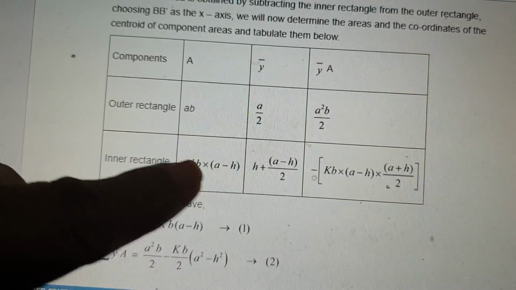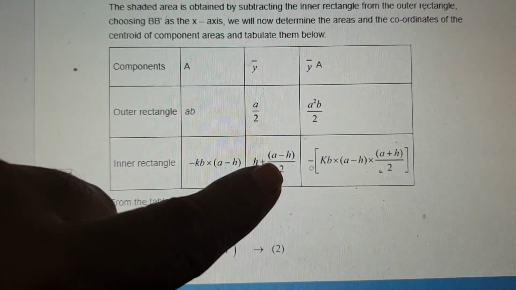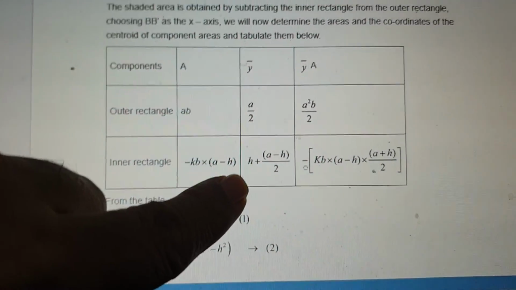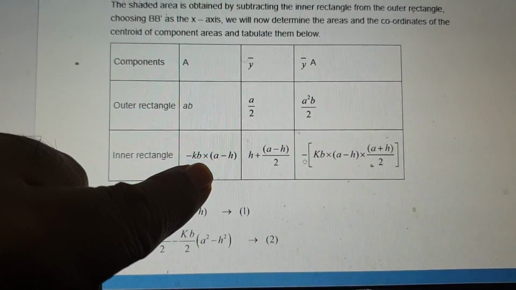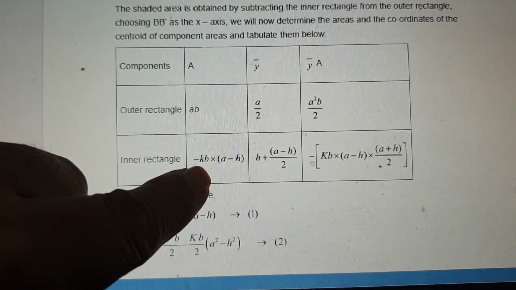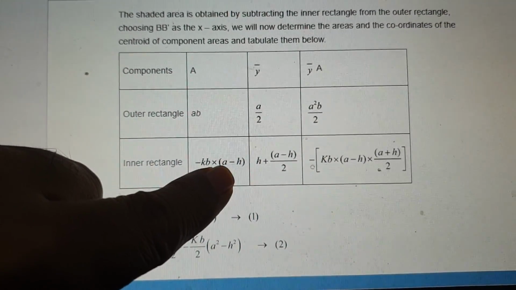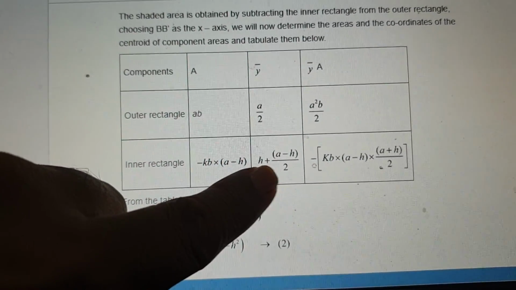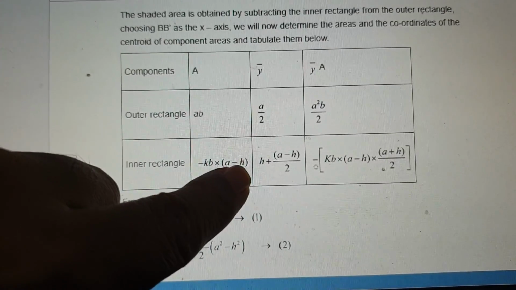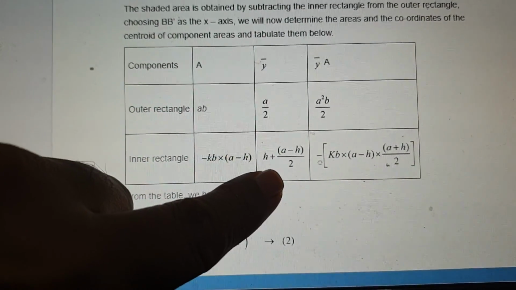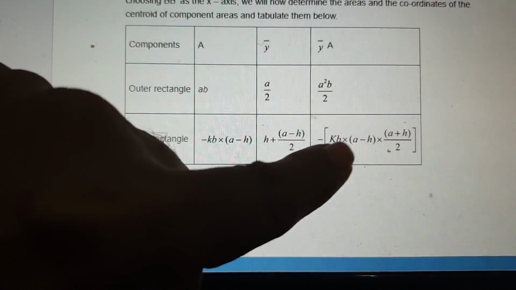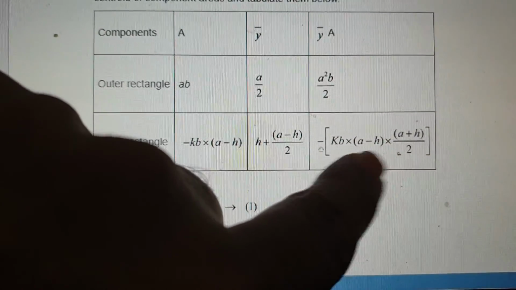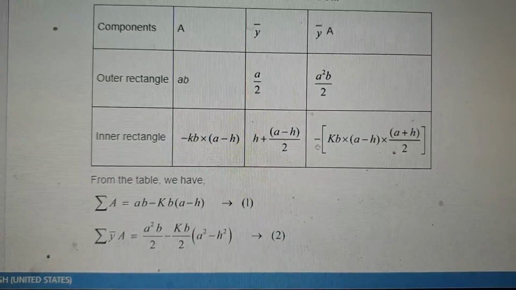Of course, this is going to be what? 2H over 2. And then you multiply it with the whole thing. So minus KB, A minus H times H plus minus KB, A minus H squared over 2. And if you do the whole thing, you will end up with something like this. If you multiply this, it's going to be minus KB, A minus H times A plus H over 2.